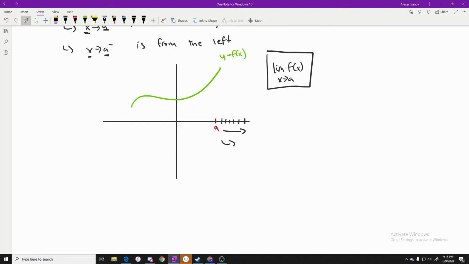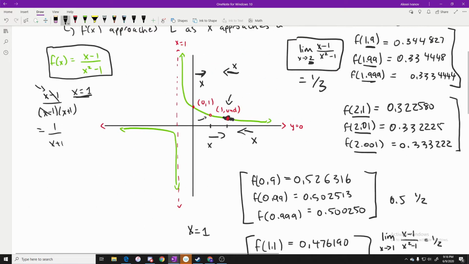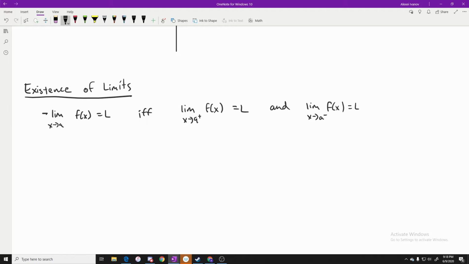Now, a left-hand limit would mean that we take values from the left-hand side of a, and that means the values would be smaller than a. And the reason we call this a left-hand limit is because we are coming from the left side of a, and we are slowly inching towards it by taking these x values. Same thing that we were doing over here. We were taking these values right here that were smaller than 2, and we were slowly inching towards it from the left-hand side. So now let's talk about the existence of limits.